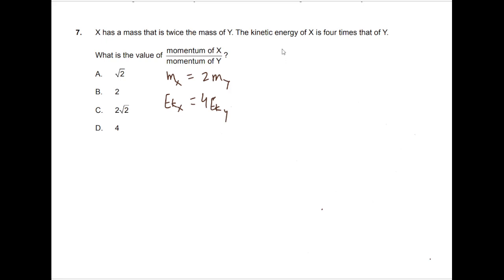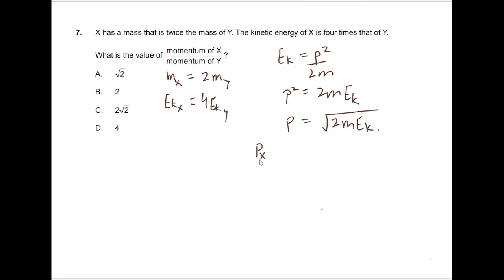So, we have a formula relating kinetic energy and momentum, which says kinetic energy is momentum squared by 2m. So, if I have to calculate the momentum, the formula will be the square root of 2m into Ek. Let me remove the square and put in the square root here. Now, I have to calculate the ratio of momentum of x and momentum of y. So, it becomes the root of mass of x, kinetic energy of x, over mass of y and kinetic energy of y.